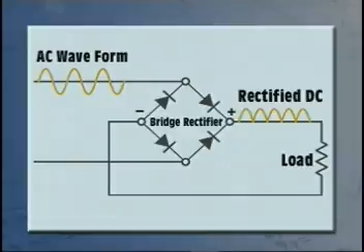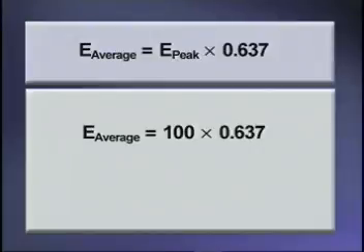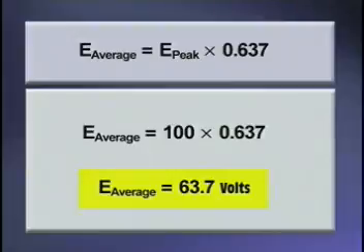Assume that an AC voltage with a peak value of 100 volts is rectified to DC with a bridge rectifier. The DC voltage applied to the load can be determined by multiplying the peak value of the waveform by 0.637. 100 times 0.637 equals 63.7 volts.